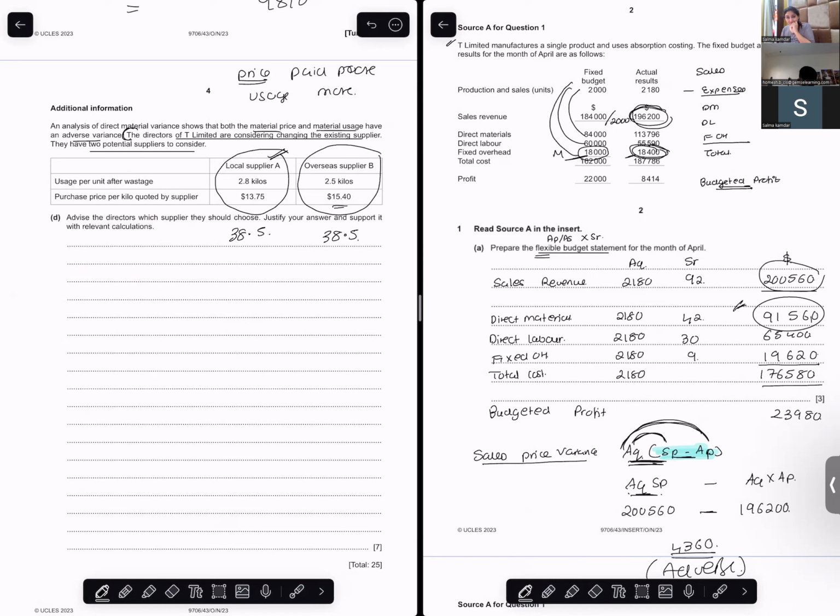We can say that if they choose the local supplier, there will be more wastage. Like it's 2.8 kilos, so more material is being used, but it's cheaper, and we can say that there'll be a quicker supply because the supplier is local. One point that you will give is that the unit price is the same. Total comes up to the same price, and it is lower than what you're actually spending.